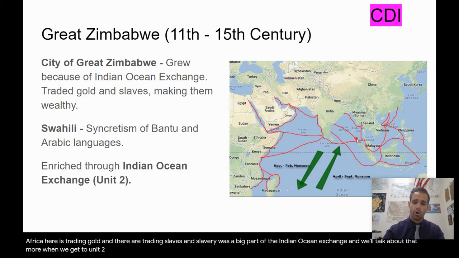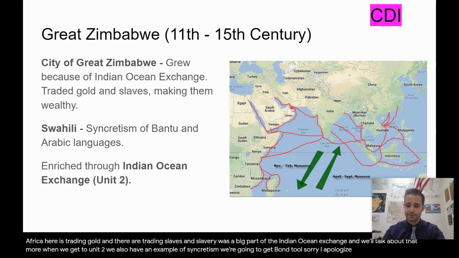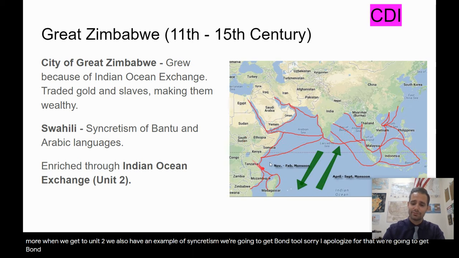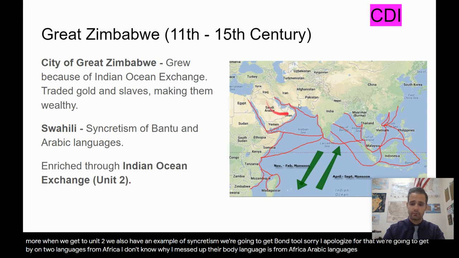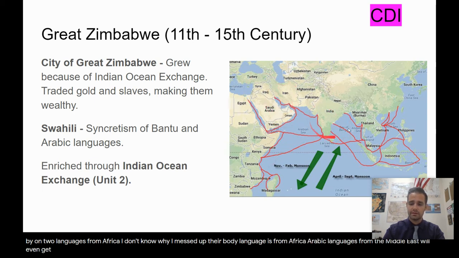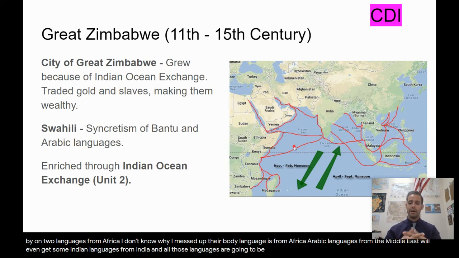We also have an example of syncretism. We're going to get Bantu languages from Africa, Arabic languages from the Middle East. We'll even get some Indian languages from India. And all of those languages are going to be combined together to form the language of Swahili.